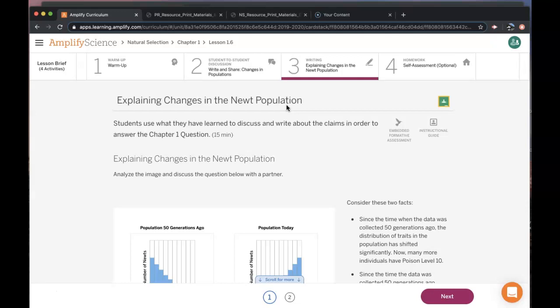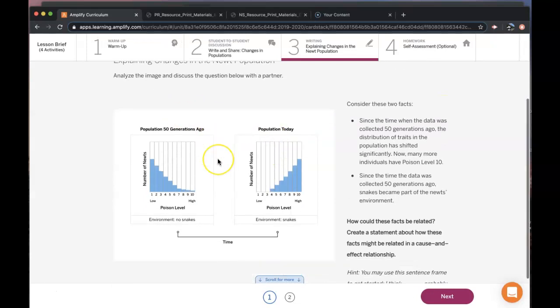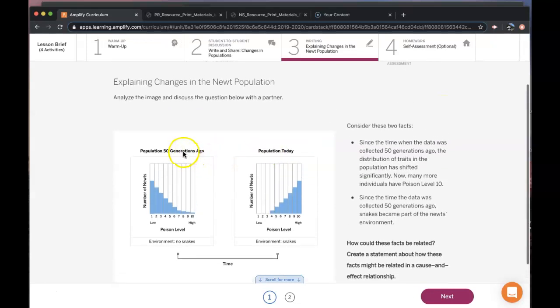So we're going to return to our population of newts and consider what we know about the rough-skinned newts so far. We know the effect we're investigating is the change in distribution of traits in the newt population, and that is that there are more highly poisonous newts now than there were in the population 50 generations ago, which we can see here on the histogram. So population 50 generations ago, a large distribution at a low level, but now 50 generations later we have a large distribution at the high poison level.